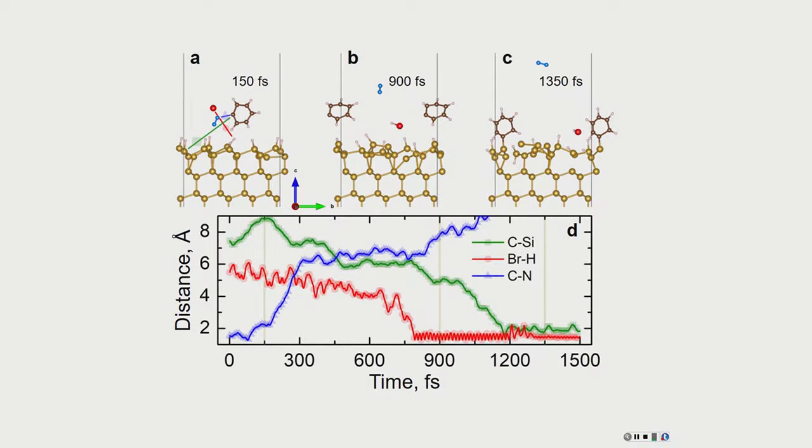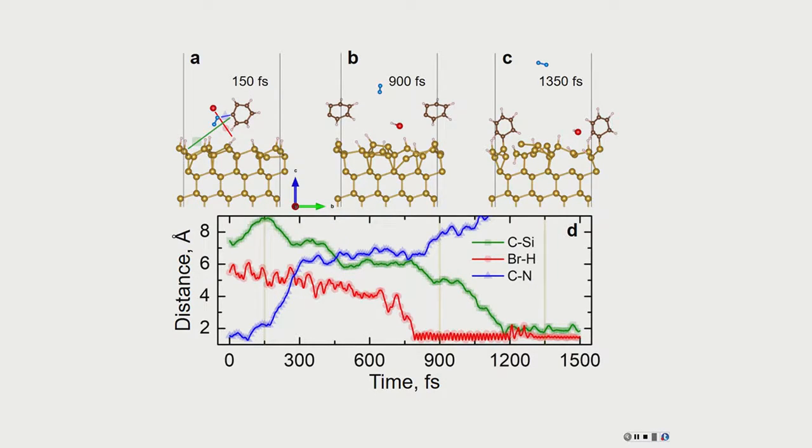Okay, so first the blue is the distance between carbon and nitrogen. So the first event is the breaking of the nitrogen-carbon bond. Roughly at about 100 or 200 femtoseconds, we see the breaking of the carbon-nitrogen bond. And as time goes by, this distance becomes very large.